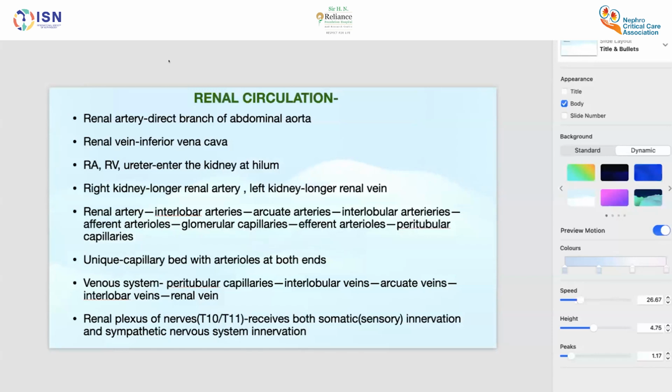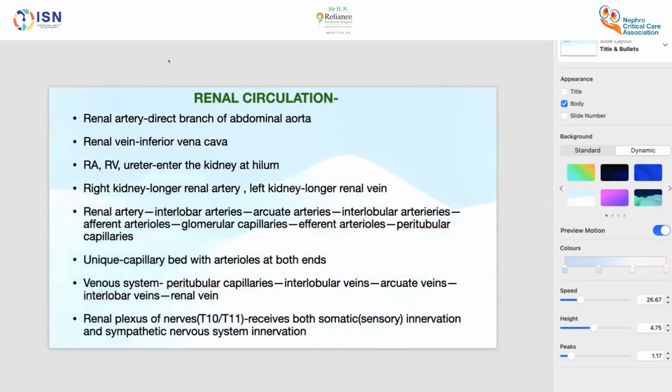This glomerulus is unique in capillary formation because the capillary bed both begins and ends with arterioles. The venous system is the reverse: the peritubular capillaries drain into interlobular veins, then arcuate veins, then interlobar veins, and the renal vein.